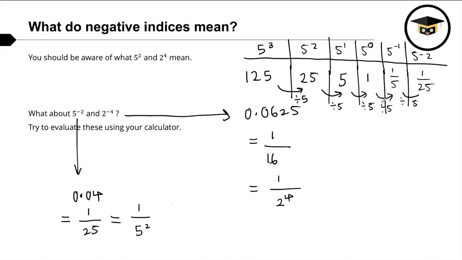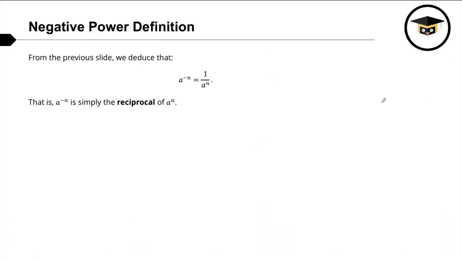Now, how can we generalize that into an actual formula? This here is the general definition of a negative power. We can say that a to the power of negative n, where a and n are just both numbers, is 1 over a to the power of n. And hopefully we sort of got that from the previous slide.